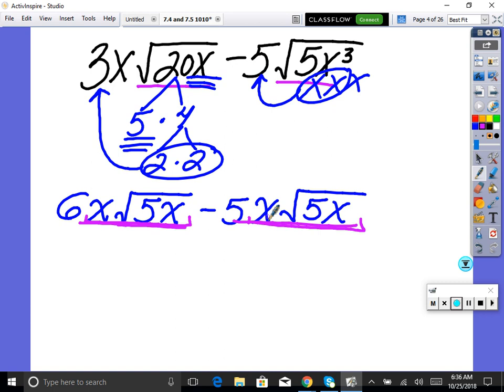6 minus 5 is 1. So we have 1x root 5x. Does that kind of make sense? Okay. So that's just the new element.